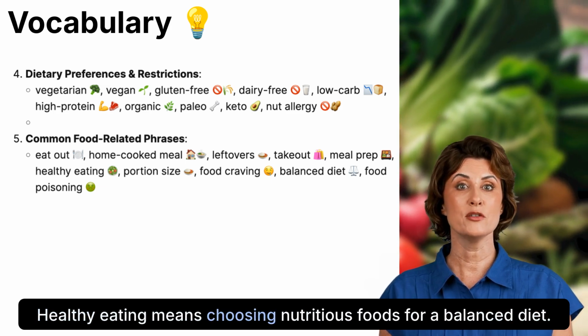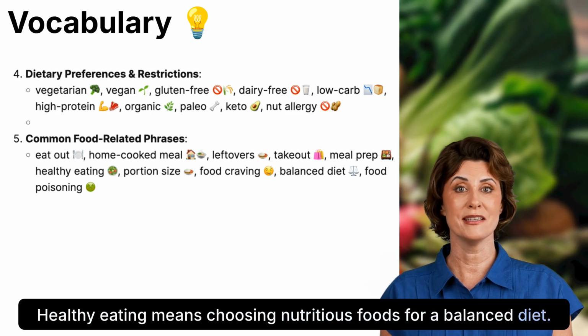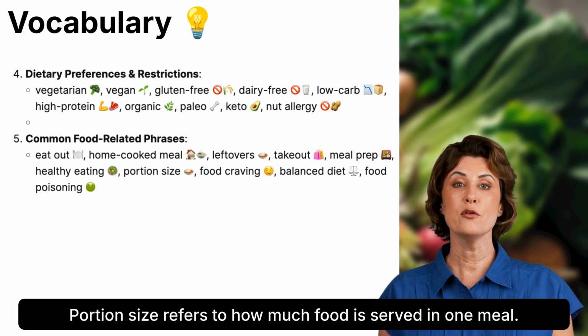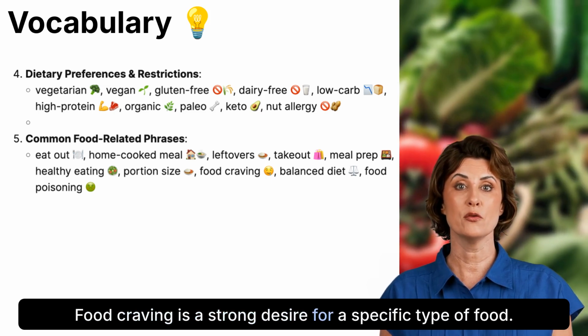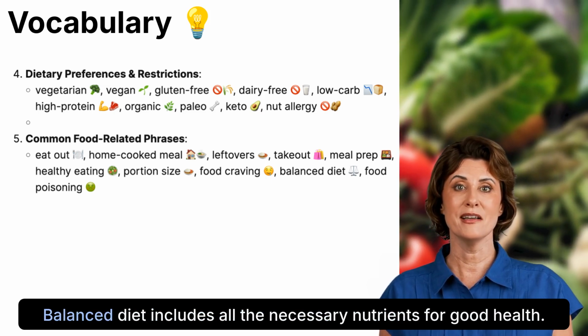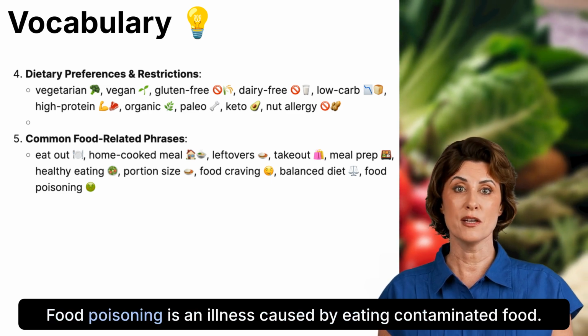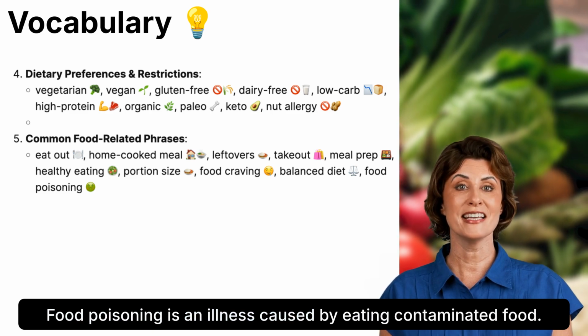Healthy eating means choosing nutritious foods for a balanced diet. Portion size refers to how much food is served in one meal. Food craving is a strong desire for a specific type of food. Balanced diet includes all the necessary nutrients for good health. Food poisoning is an illness caused by eating contaminated food.